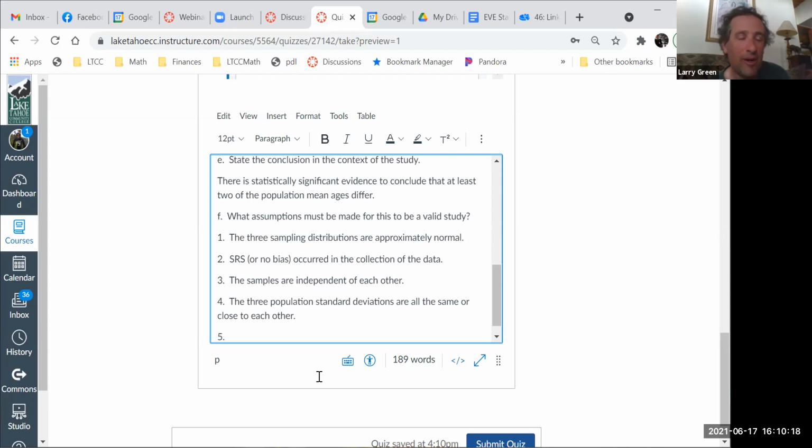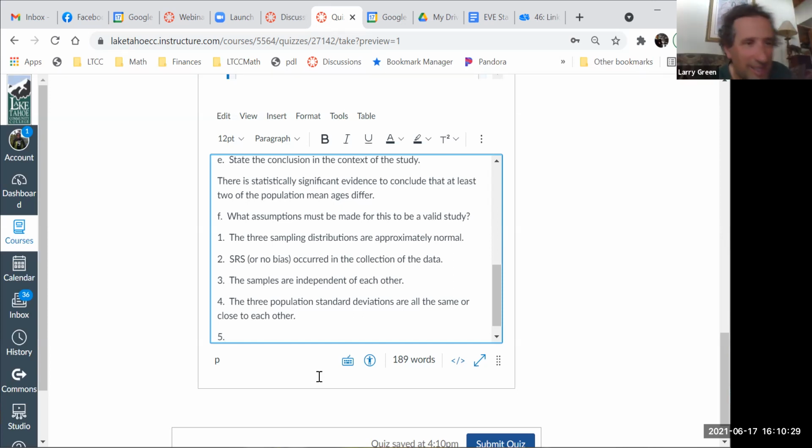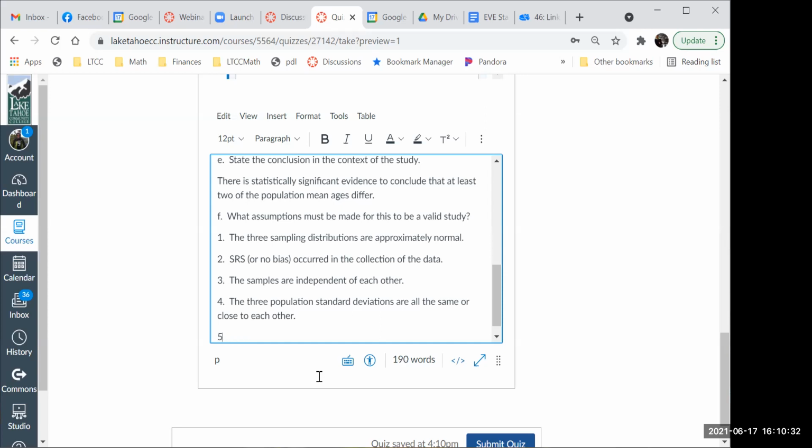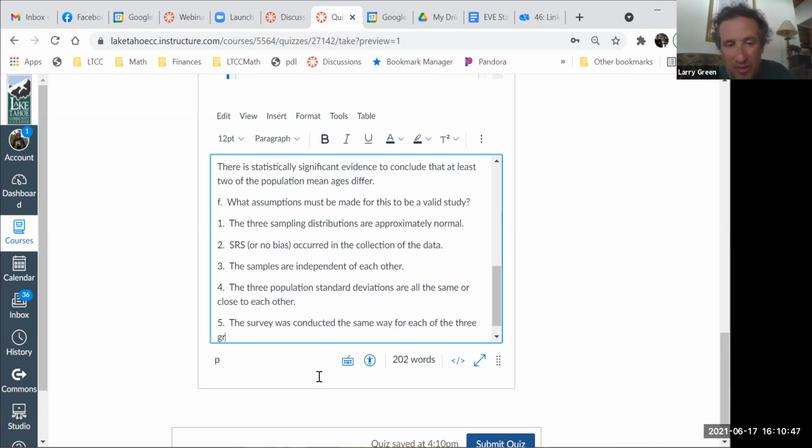And there is one more. I think someone put it in the chat. Let's see. Survey was conducted the same way for all groups. Yep, there it is. The survey was conducted the same way for each of the 3 groups of students. Any questions on the assumptions that you need to be able to do ANOVA?